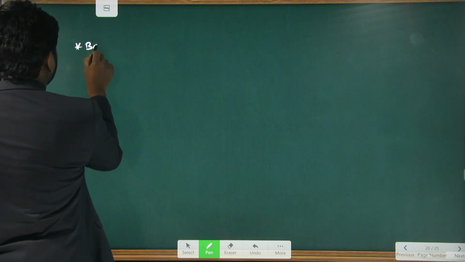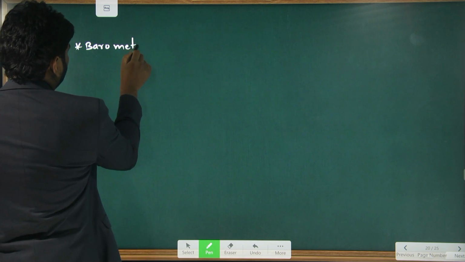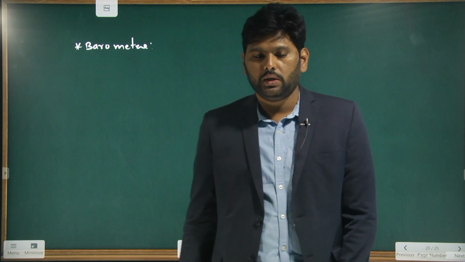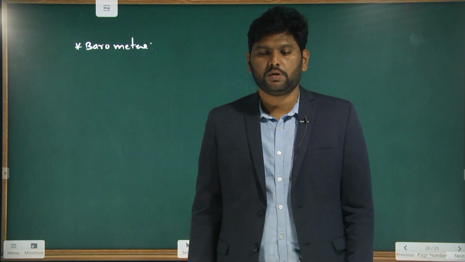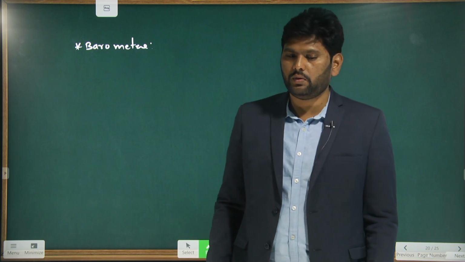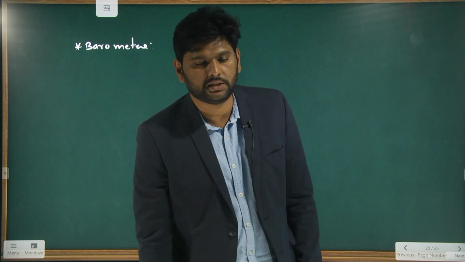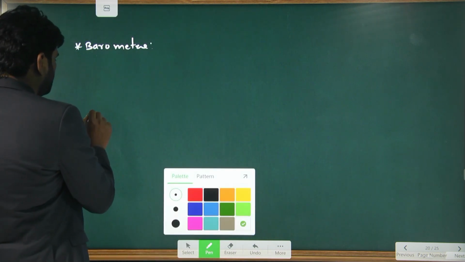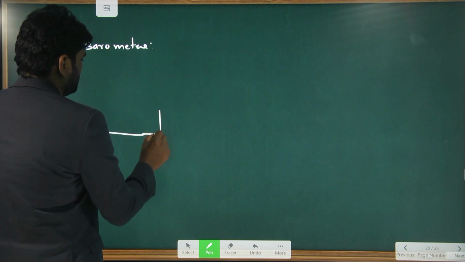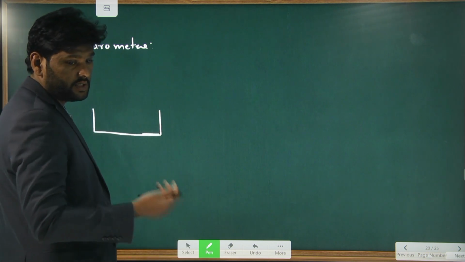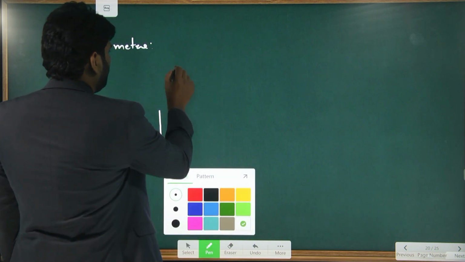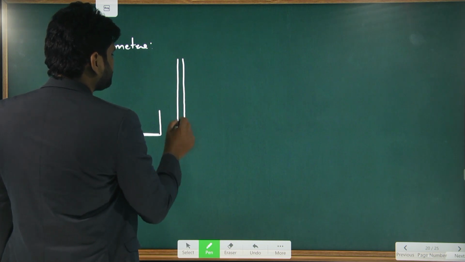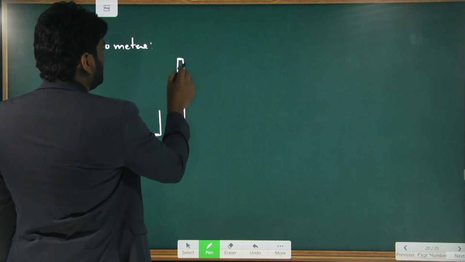Barometer. A barometer is an instrument with which we can measure the atmospheric pressure. Now, let's construct the barometer. The barometer has a glass tumbler. It is an empty tumbler, and it has a long 1 meter tube.